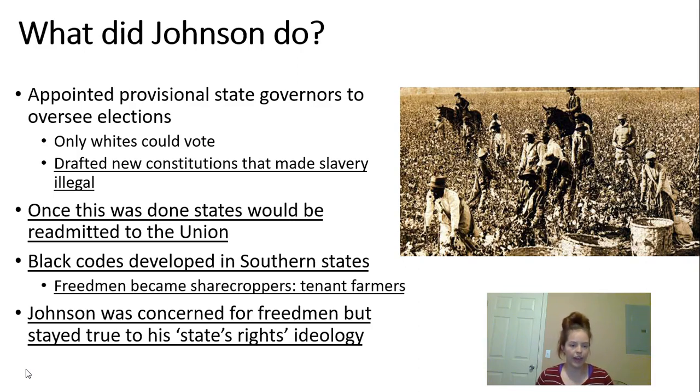Another thing is that freedmen are going to become sharecroppers, so they're tenant farmers, again going back to similar work that they did as slaves on plantations, working with agriculture. And Johnson is going to be concerned for freedmen, but he's going to stay true to his states' rights ideology as far as developing black codes, or his lack of intervening to prevent black codes from happening. And we'll stop there.